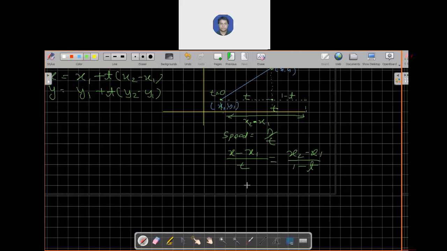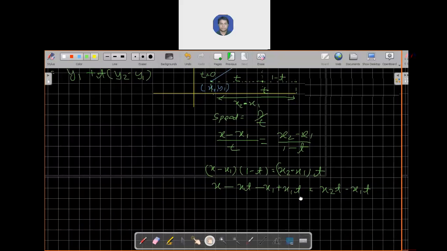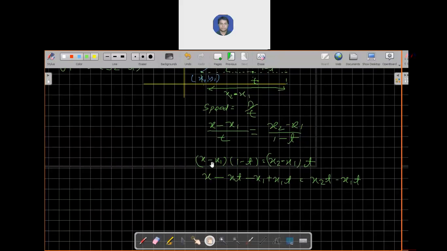So simplify this equation: (x minus x1) into (1 minus t), (x2 minus x1) into t. Just simplify: x minus xt minus x1 plus x1t. Here, x2t minus x1t. x plus xt minus x1 plus x1t, x2t.